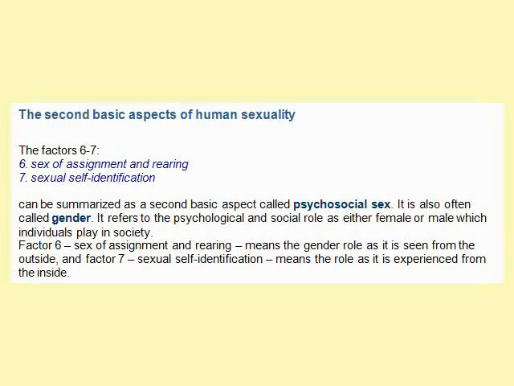The second basic aspect of human sexuality, the factors 6 and 7, that is, sex of assignment and rearing, and sexual self-identification, can be summarized as a second basic aspect called psychosocial sex. It is also often called gender. It refers to the psychological and social role as either female or male, which individuals play in society. Factor 6, sex of assignment and rearing, means the gender role as it is seen from the outside. And factor 7, sexual self-identification, means the role as it is experienced from the inside.